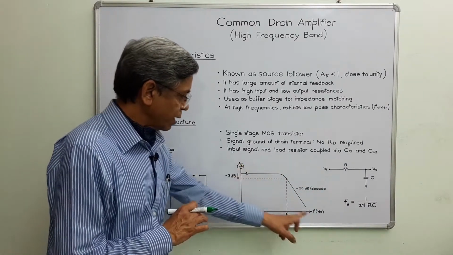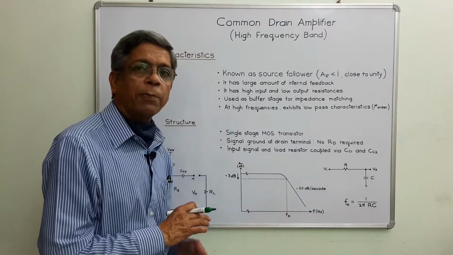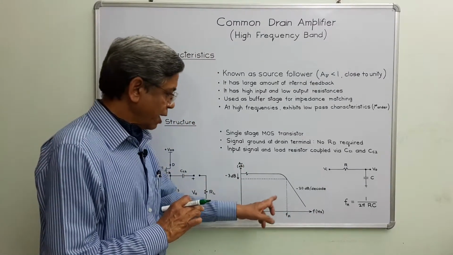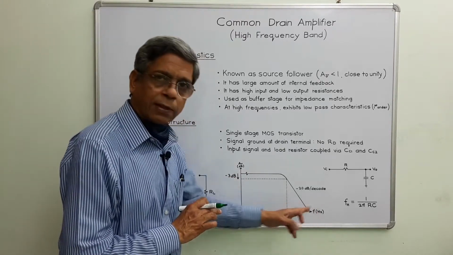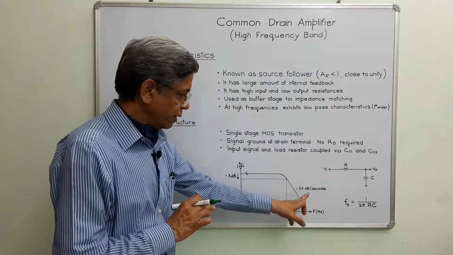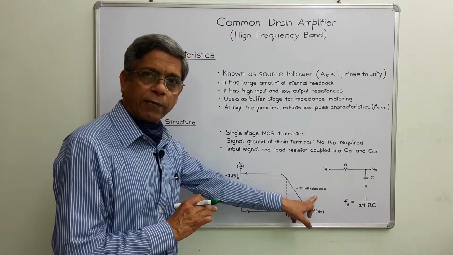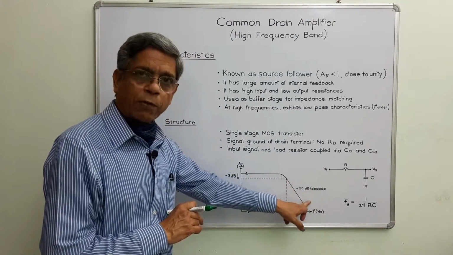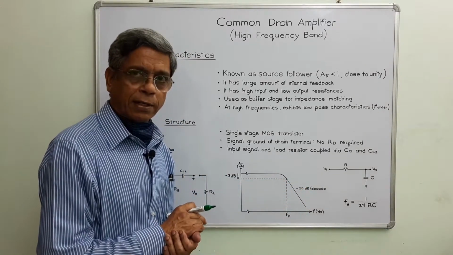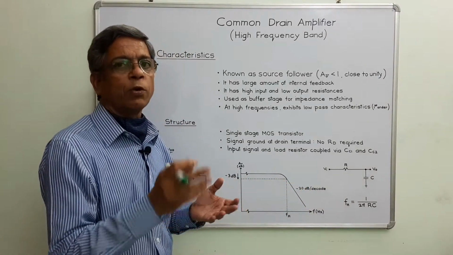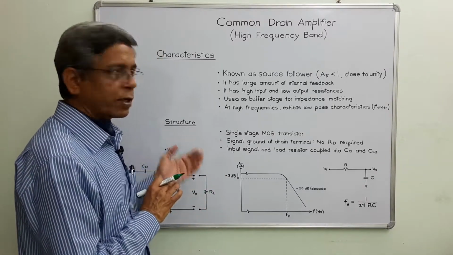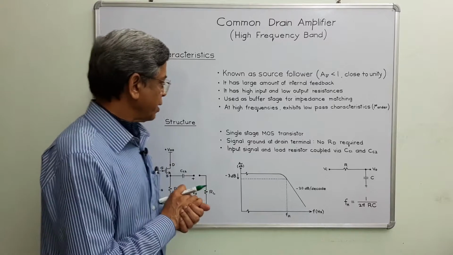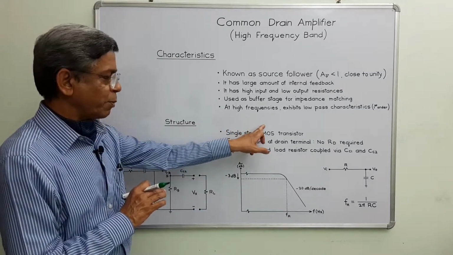And this is the gain, and this is the frequency, and this is the upper 3 dB frequency at which gain falls by 3 dB. Beyond this, gain starts falling at the rate of minus 20 dB per decade. The reason for the attenuation of gain in this range is that the internal capacitors don't behave as an open circuit. As far as the structure of the common drain amplifier is concerned, I have used a single stage MOS transistor.